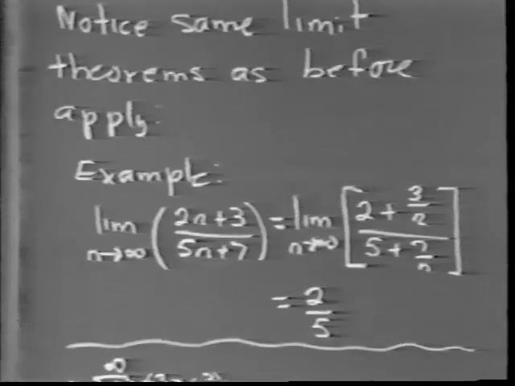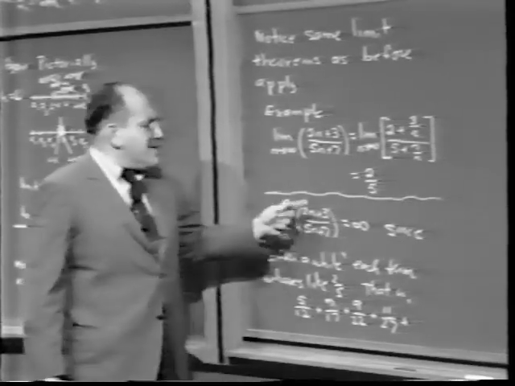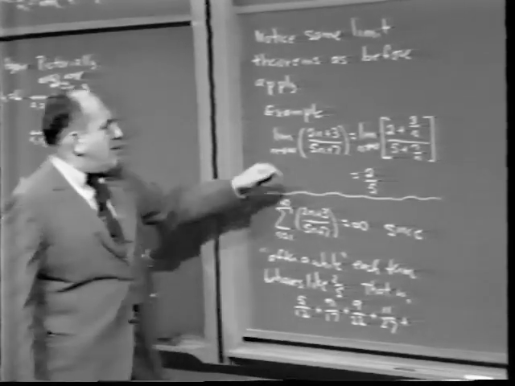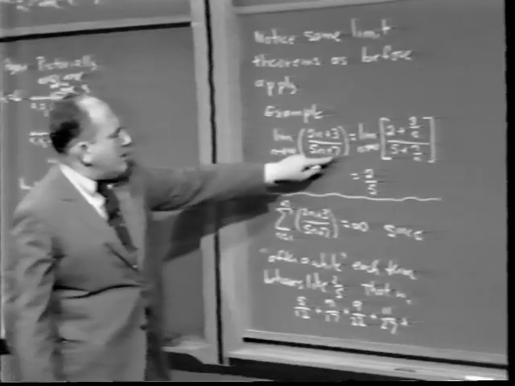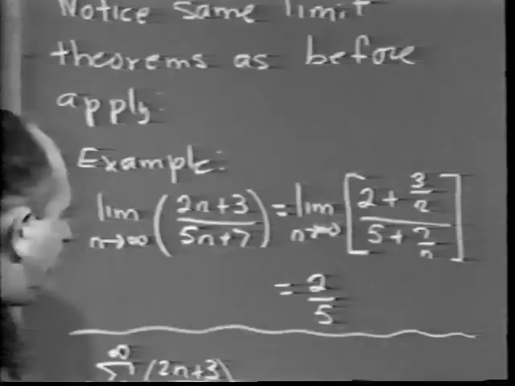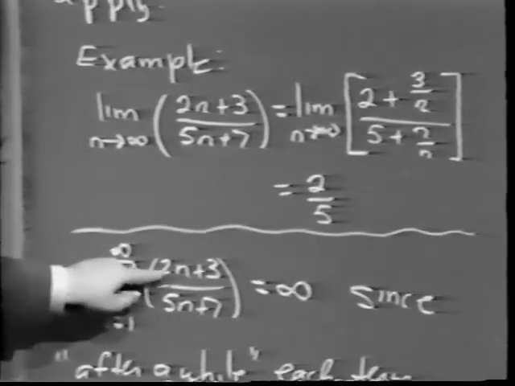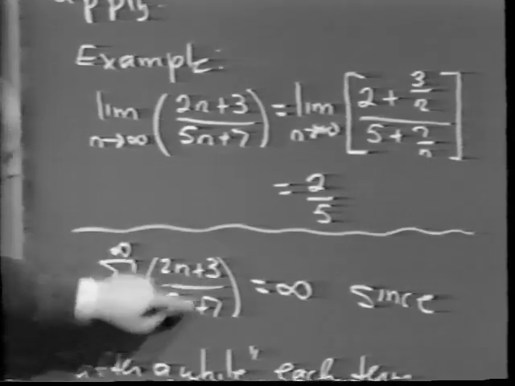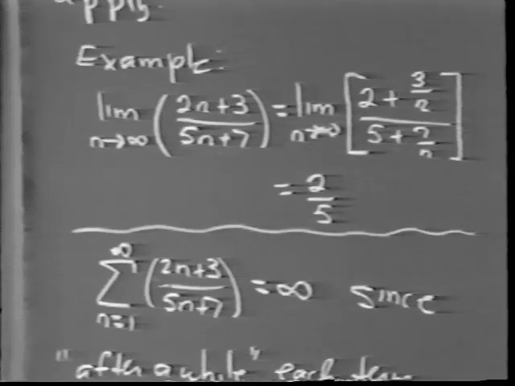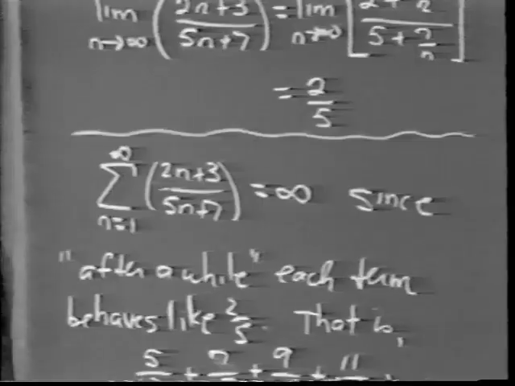By the way, again, to emphasize once more, because this is so important, the difference between an infinite sum and an infinite sequence. Observe that whereas the limit of the sequence of terms (2n + 3)/(5n + 7) is 2/5, the infinite sum composed of the terms of the form (2n + 3)/(5n + 7) is infinity. Since after a while, each term that you're adding here behaves like 2/5.